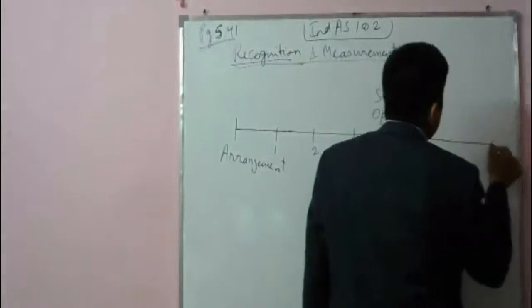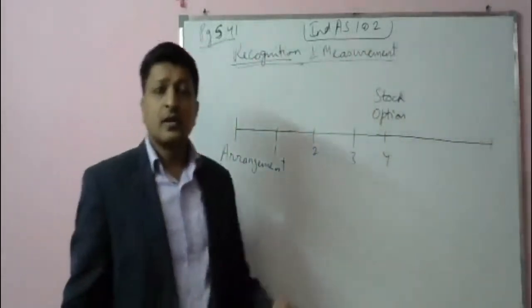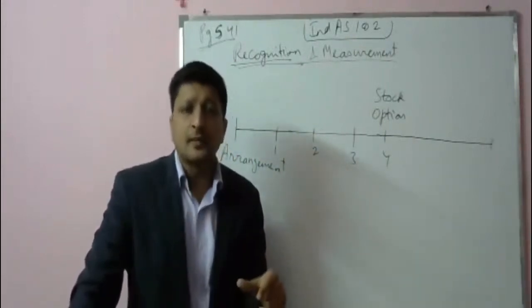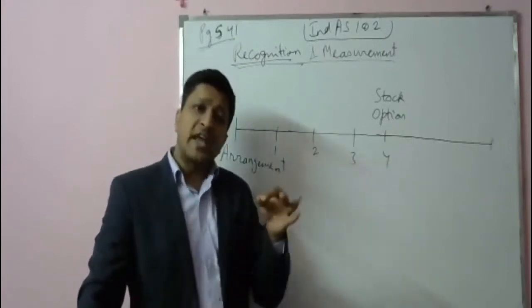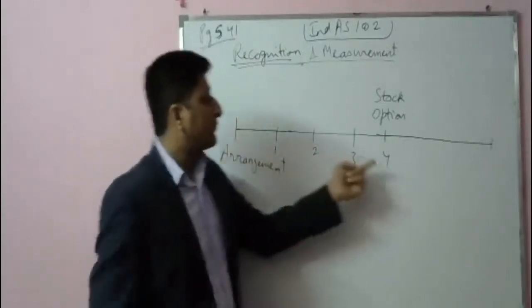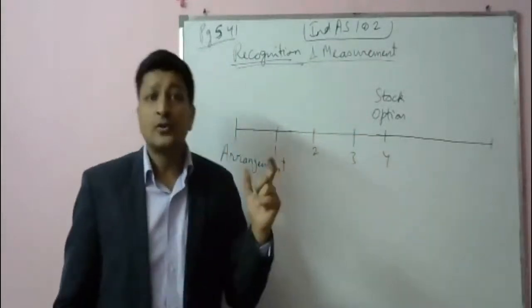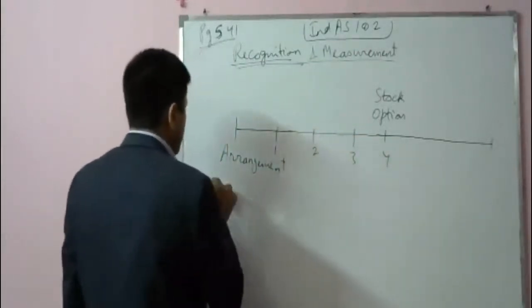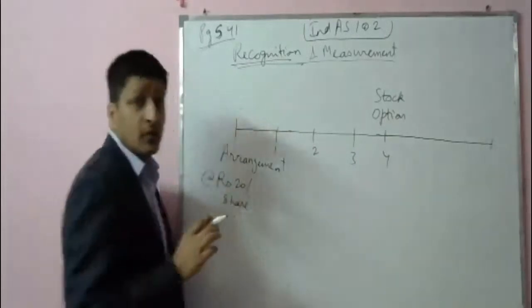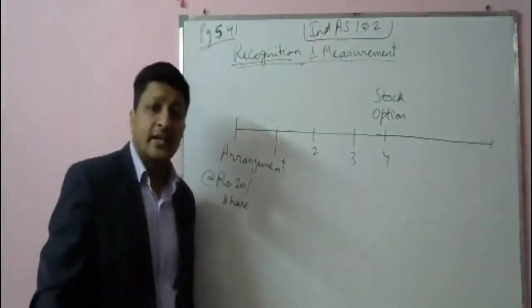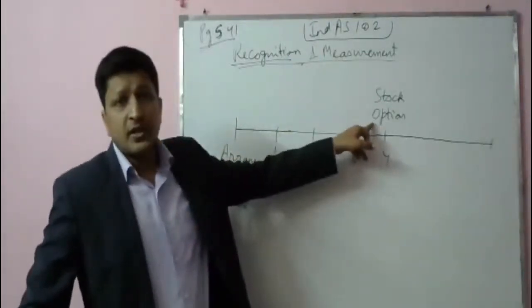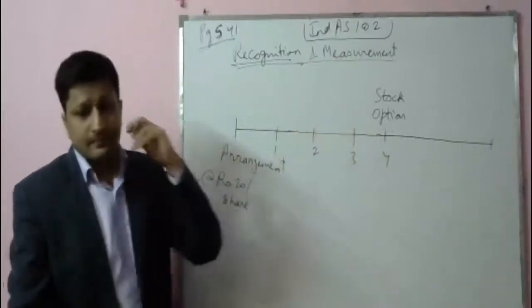What is this stock option? Stock option means that the employee will have an option to buy the equity shares of the company at a price which is agreed today. Let's suppose the arrangement says after completing 4 years, the employee will get a stock option through which he can buy shares of the company at ₹20 per share. Okay. He will be able to buy equity shares of the company at ₹20 per share. So this stock option entitlement will arise after 4 years.